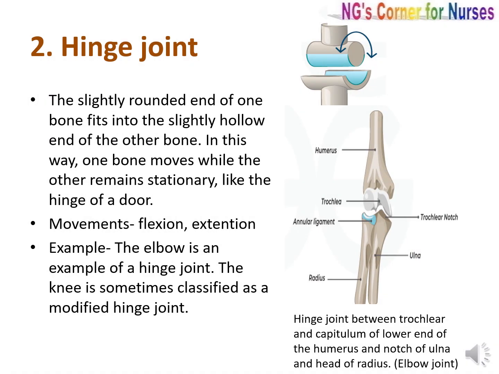Second one is the hinge joint. The slightly rounded end of one bone fits into the slightly hollow end of the other bone. In this way, one bone moves while the other remains stationary, like the hinge of the door. The hinge joint allows movements like flexion and extension. As an example, in this picture, we can see the elbow is an example of a hinge joint. And the knee is sometimes classified as a modified hinge joint.